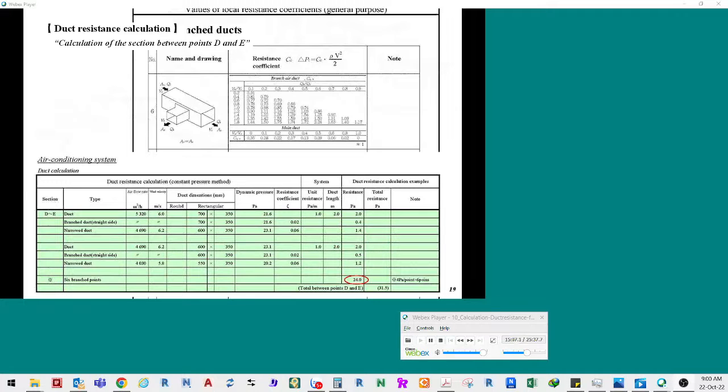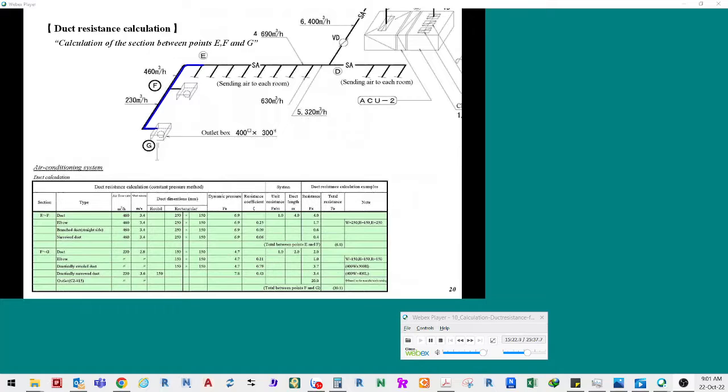Hereunder, duct resistance of a number of branched sections and narrowed sections are summarized. When you calculate duct resistance, you should calculate it on a section basis. Data to calculate duct resistance of the sections between points E and S and between points F and G are shown on this slide. In the same way as previously described, carefully consider individual dimensions to determine the resistance coefficient.